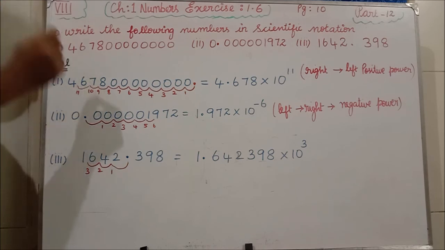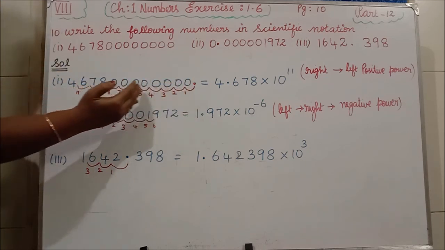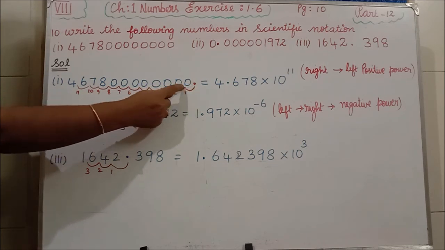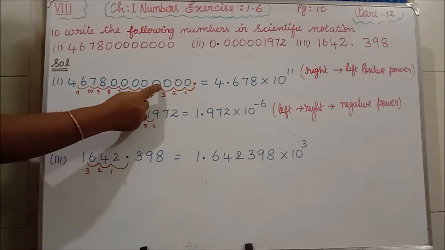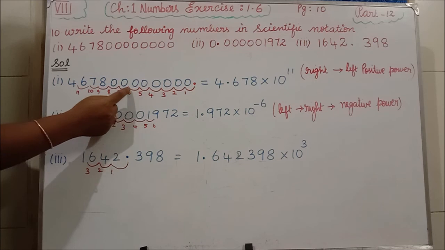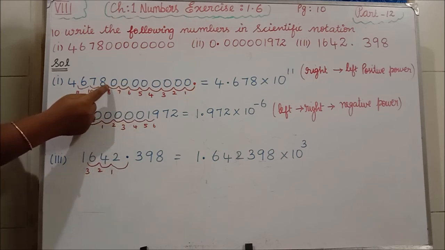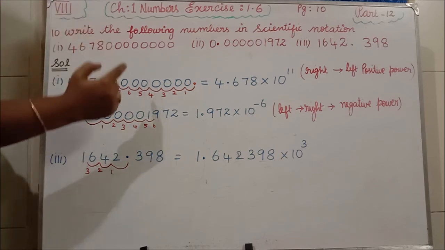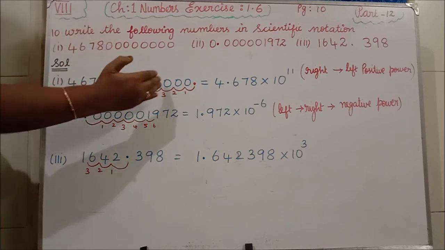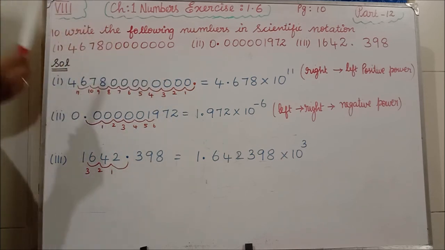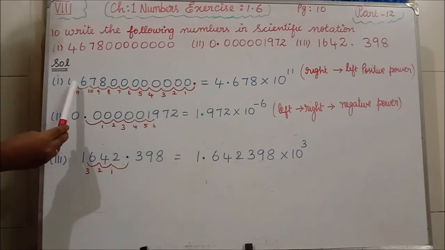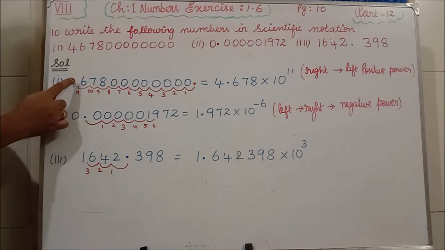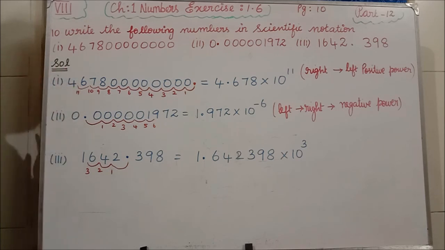Now how many places we are moving towards the left we have to see. From here to here: 1, 2, 3, 4, 5, 6, 7, 8, 9, 10, 11. How many places am I moving? 11 places I am moving towards the left. So, how I am writing the answer, you see. Here we are having the decimal, and it is here after the first non-zero number.